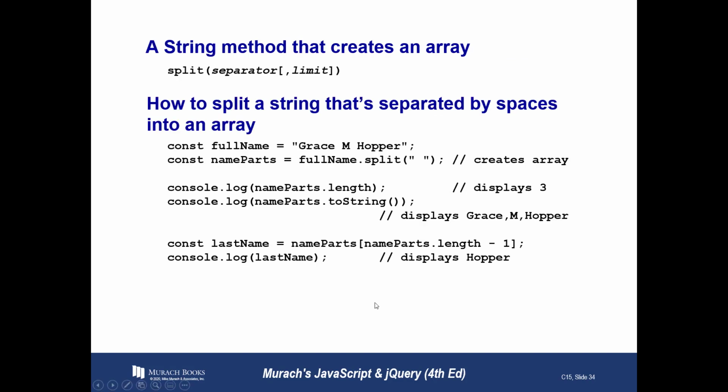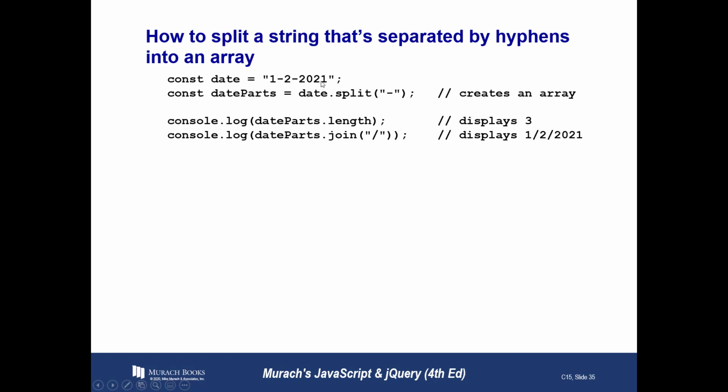Split, as it says, is a string method that creates an array. When you split, you've got to have something that you can split on. In the full name example right here, this is one string. If you split it on the empty space, it'll now be an array with 3 elements. That's the 0th element, the 1 element, the 2 element. Here they're using hyphens as a split. And then they're doing a join, but instead of using hyphens, they're using forward slashes.